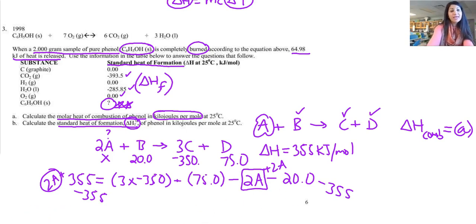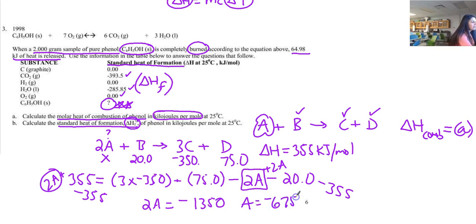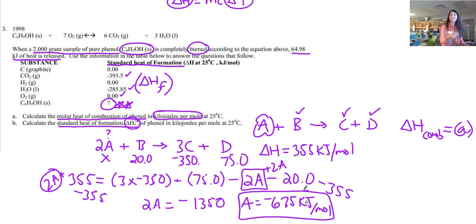You do it with me, and let's see what you end up getting. Did you get that 2A is equal to negative 1350 kilojoules? But I still need to get rid of the 2, so I'm going to divide by 2 on both sides. I get that A is equal to negative 675, and that would be the kilojoules per mole for my substance A. That's actually called my delta HF in that situation. I hope this was helpful to you. Happy day to all of you, and hopefully you can get through these problems pretty easily now.